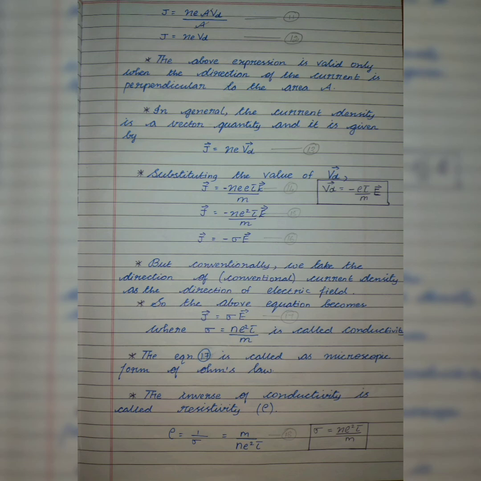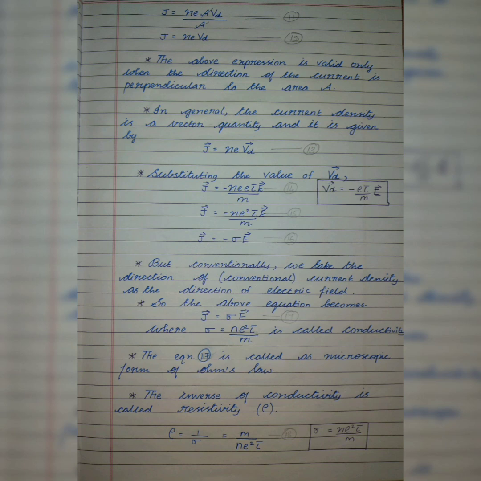Okay, then the above equation becomes J vector is equal to sigma E vector. அது எப்படி வந்துன்னா கன்வென்ஷனலி நம்ம டைரக்ஷன் ஆஃப் கன்வென்ஷனல் கரண்ட் டென்சிட்டியை கன்சிடர் பண்ணணும். Okay, we have to consider the direction of conventional current density as the direction of electric field. அப்படி பண்ணும்போது அதில் இருக்க சைன் ரிவர்ஸ் ஆகும். மைனஸ் இருந்துன்னா பாசிட்டிவ் ஆகும். ஸோ equation number 16ல் நெகட்டிவாக இருக்குது. ஸோ equation number 17ல் அது பாசிட்டிவ் ஆகும்.